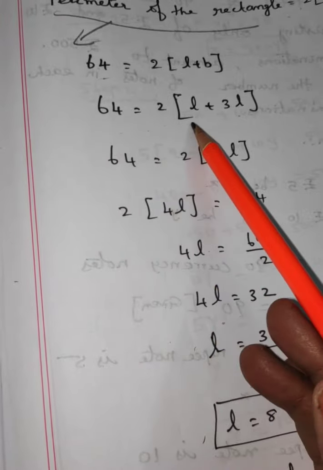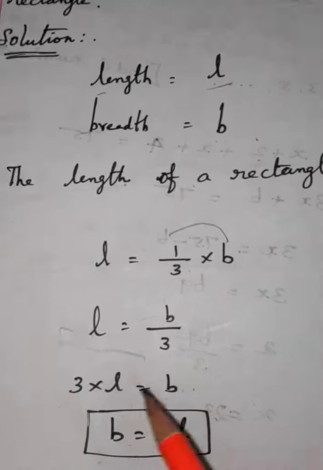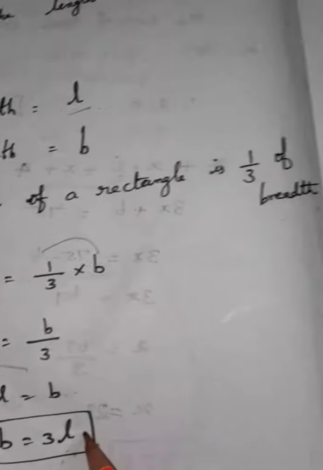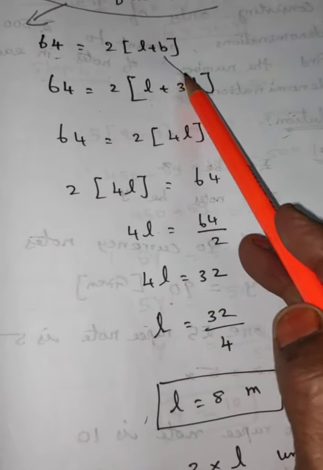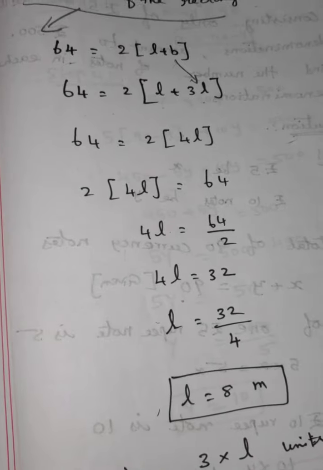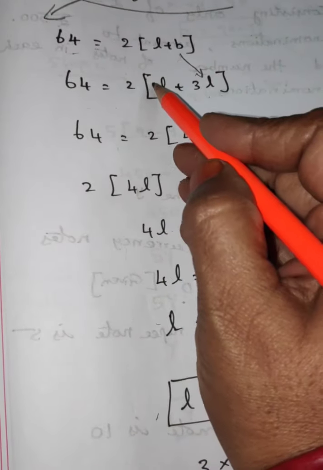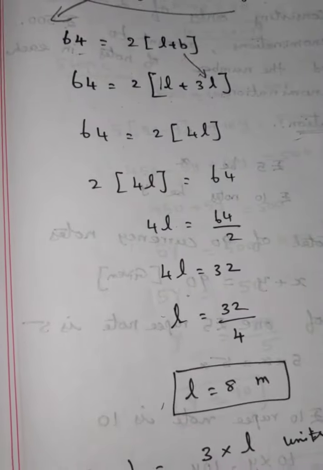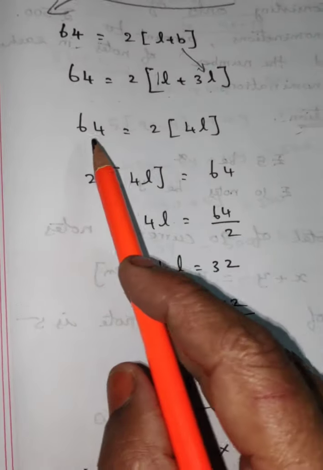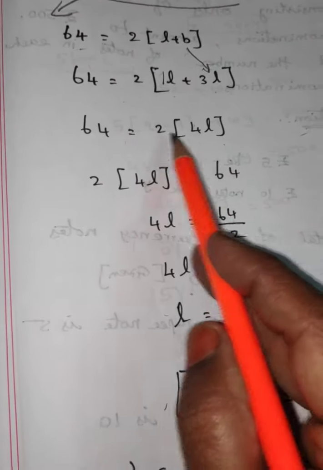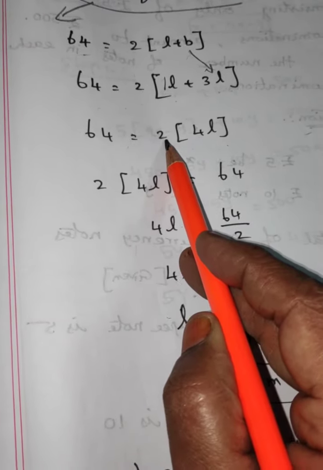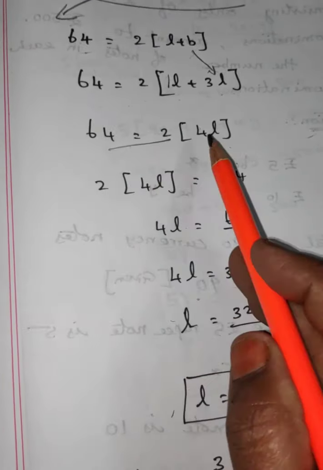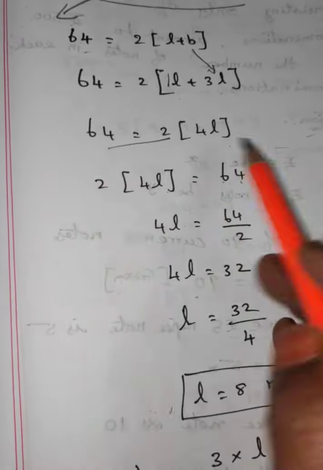64 equal to 2 into L plus, here B value equal to, what is the value? 3L. This value you want to substitute. So B you substitute that value equal to 3L. 1L plus 3L equal to 4L. 64 equal to 2 into 4L. Now here the into symbol changes into division. So 2 into 4L equal to 64, change and write.